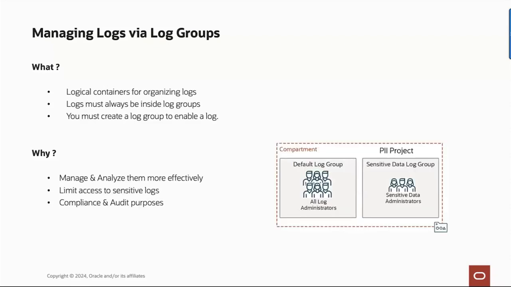So let's take an example. Let's say you have an OCI compartment where you are running a couple of projects. One of the projects is a very sensitive one called the PII project.